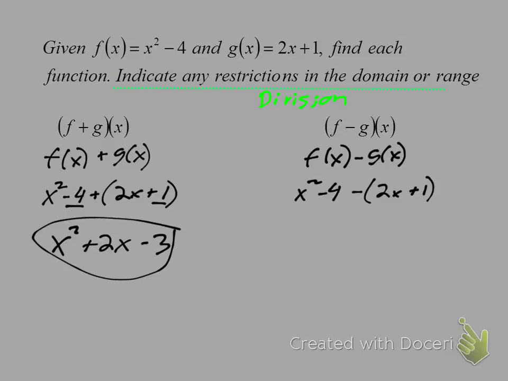Because if you don't distribute that negative and you don't put the parentheses specifically, you're just subtracting the 2x, you're leaving the plus 1. That's not good because you need to subtract all parts off of g of x. So you need to make sure you put g of x in parentheses after this subtraction, distribute that minus through. So we get x squared minus 4 minus 2x minus 1.